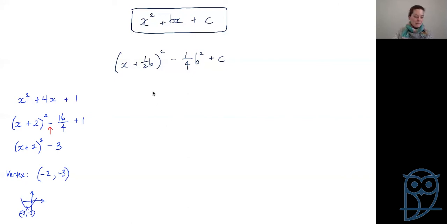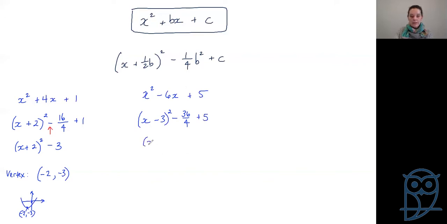Let's do another one. x squared minus 6x plus 5. So we're going to do exactly the same thing. x plus a half b. Well, a half times minus 6 gives us minus 3. All squared minus a quarter b squared. Minus 6 squared is minus 6 times minus 6 is plus 36. So you see, this term is still going to be a minus term, even though our b is minus. As soon as we square it, we get rid of that negative. Plus c is plus 5.